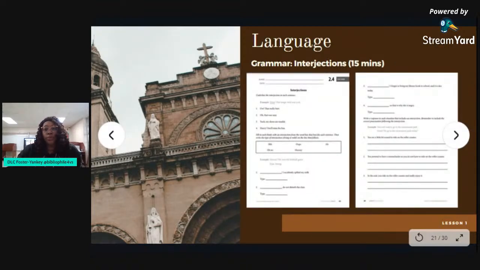After that, the students will turn to activity page 2.4, and the teacher is going to read the directions for each section. I think there's 2 sections or 3. And then review the examples given for each section, just making sure students understand what to do here, and then assign that for homework.